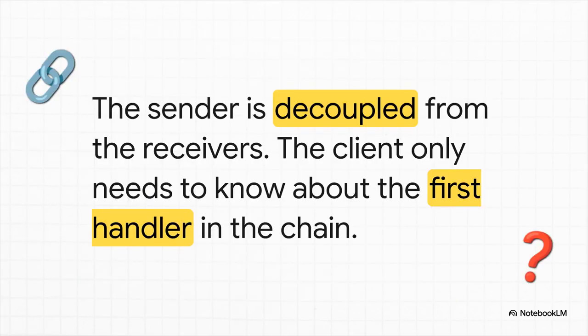Now, this is the really crucial part. The sender is completely decoupled from the receiver. So what does that actually mean? It means the code that starts the whole process doesn't need to know anything about the chain itself. It has no idea who's in it, what order they're in, nothing. All it needs to know is the address of the very first link. The sender basically just shouts the request into the void and trusts that the chain will figure it out.